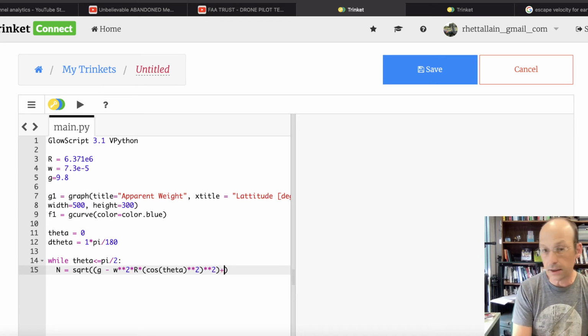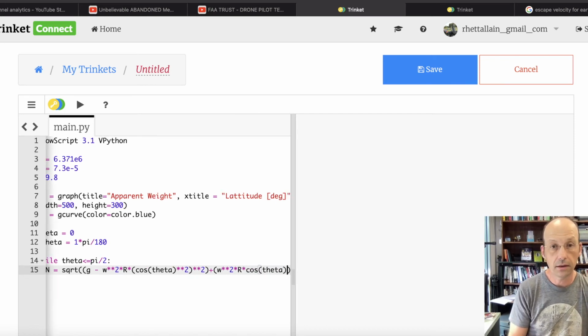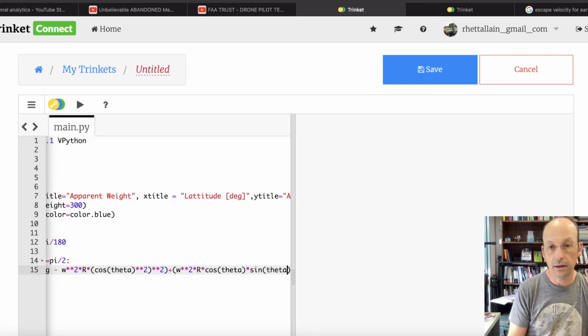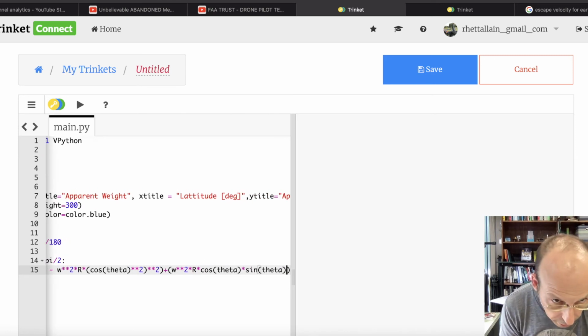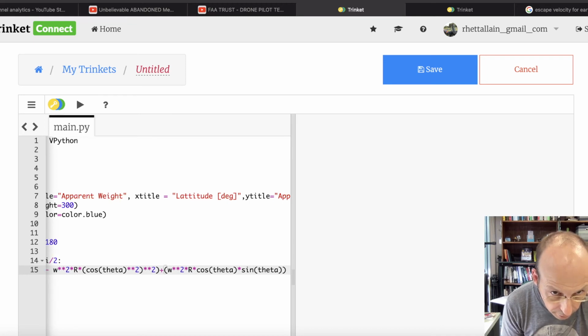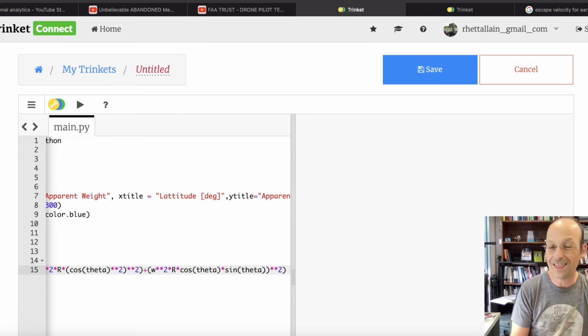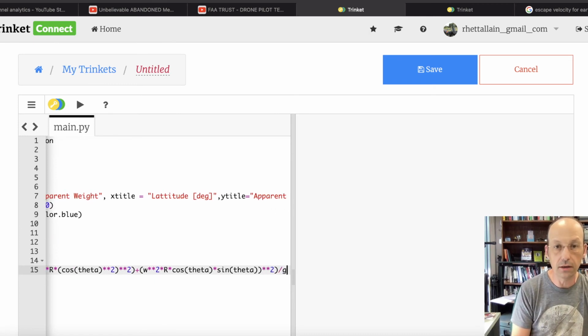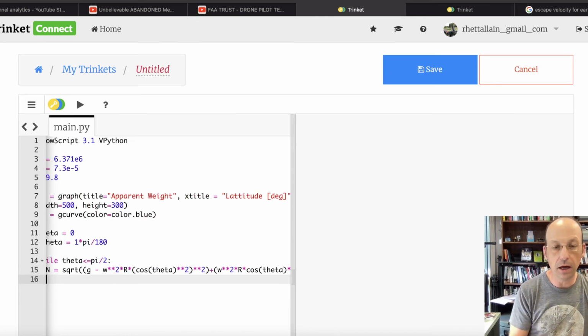Then I'm going to say plus omega squared, pull my keyboard, I can't see, squared times R times cosine theta times sine theta, and see, that is that one. So that would be squared, and then I'm missing a parenthesis right there. I think that's right. Now I'm going to divide all that by G. So then it'll be in G's. I know that's terrible. Okay, now let's plot that.